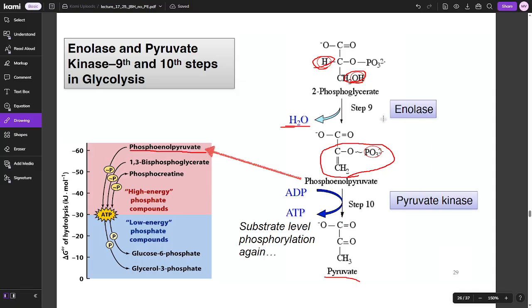So enolase is responsible for making this kind of reactive intermediate. It's still a negative delta G drop from 2-phosphoglycerate, but a small one. And phosphoenolpyruvate to pyruvate is an extremely negative delta G drop. This is step 10. This is one of the other regulated steps in glycolysis. It's very hard to go back the other way, practically impossible, but it's so negative because of that keto-enol tautomerization that occurs.